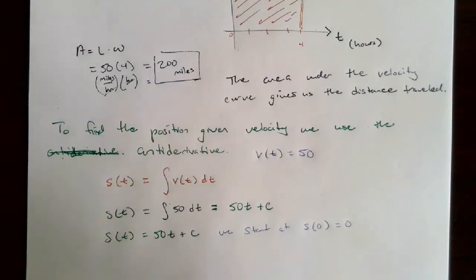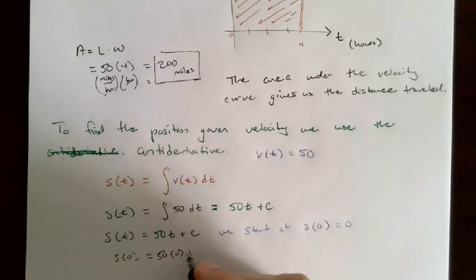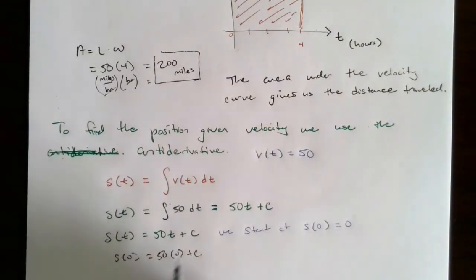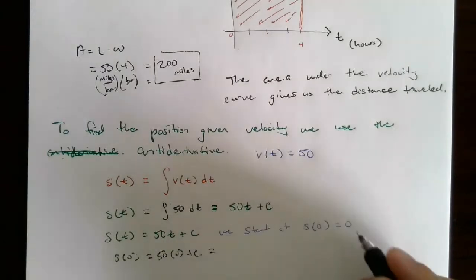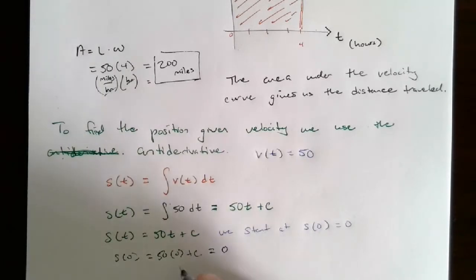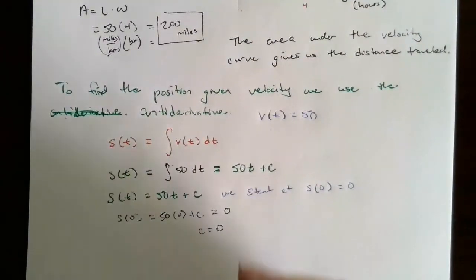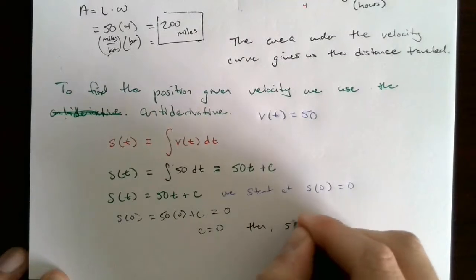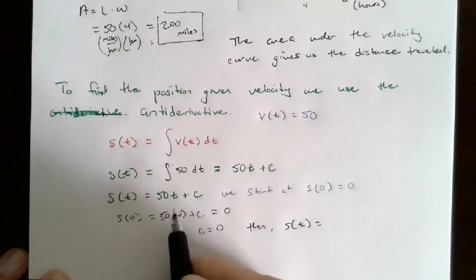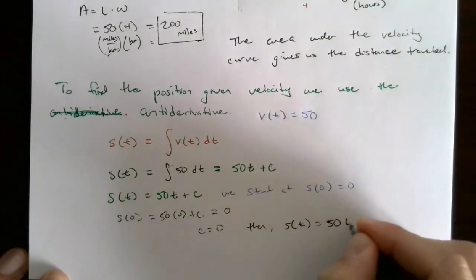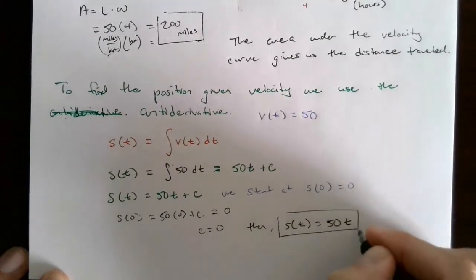So substituting into this, s of 0 would equal 50 times 0 plus c. And what's that supposed to equal? It's supposed to equal 0, right? So s of 0, 0 is the t value, and then I set it equal to the y value, which is also 0. So 50 times 0 is 0, so we got c equals 0. So if c equals 0, then s of t is just equal to 50t plus c, which is 50t plus 0, so it's just s of t equals 50t.